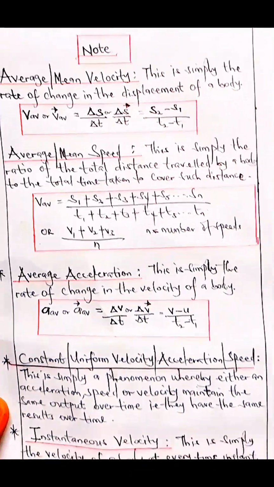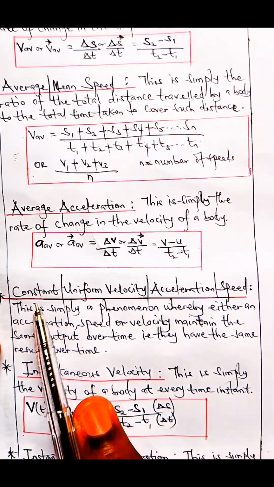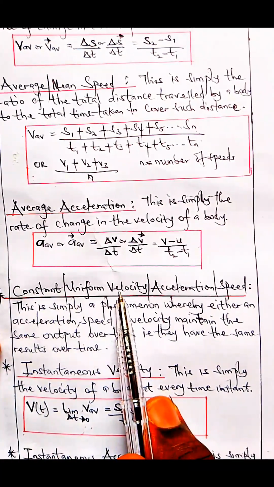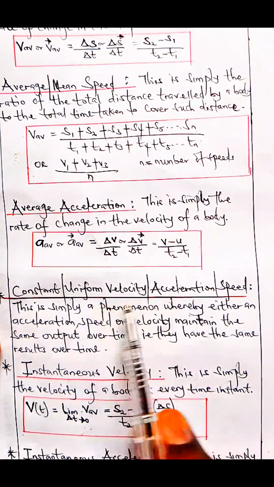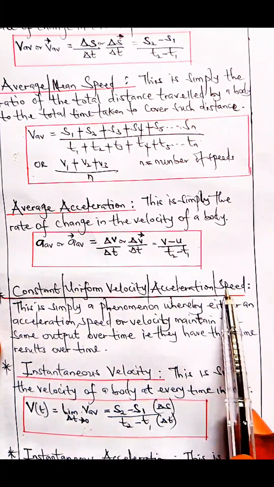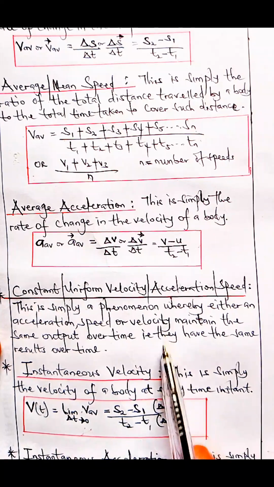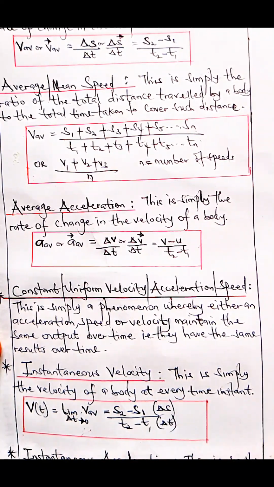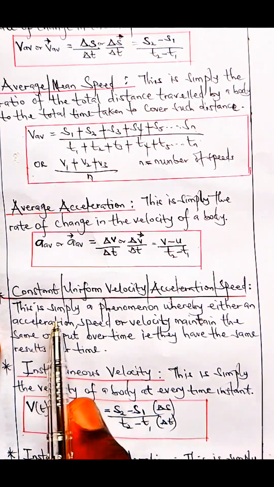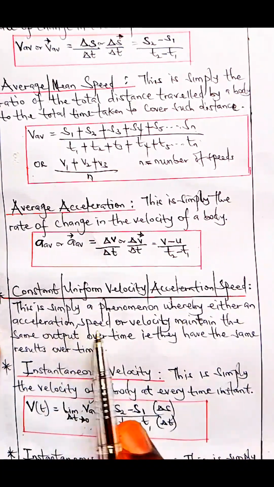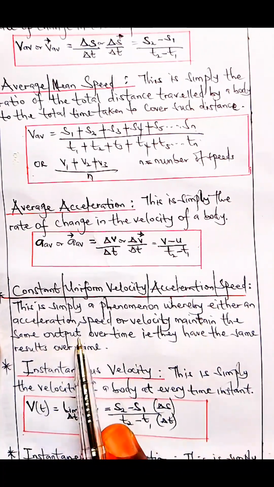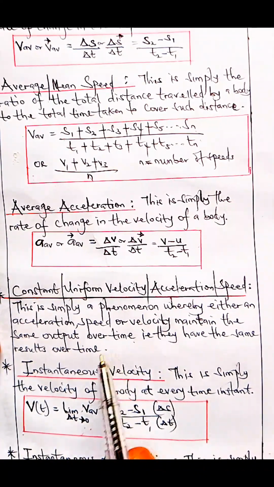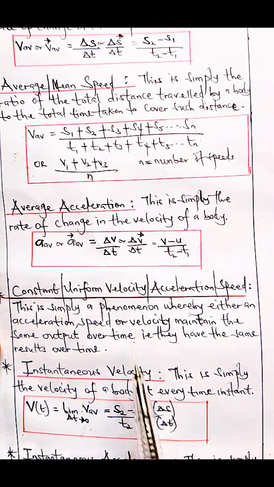So the next thing we're going to be looking at right now is what we call constant or uniform velocity, or it could also be constant or uniform acceleration or constant or uniform speed. Now when we say a velocity, acceleration, or speed is constant, what does that mean? It means we are talking about consistency. So look at this. This is simply a phenomenon whereby either an acceleration, speed, or velocity maintains the same output over time. So when we talk about constant or uniform speed, velocity, or acceleration, we're talking about the speed, velocity, or acceleration being the same over a given time period. That means there's no change.